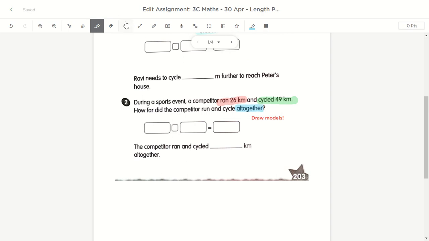And again, what does all together mean? All together means total. Okay, so you're finding the total. I want you to draw the model for this. If you're finding total, I'm sure you know what kind of model you want to draw, and then you solve for me. Okay, so I want to see the models.